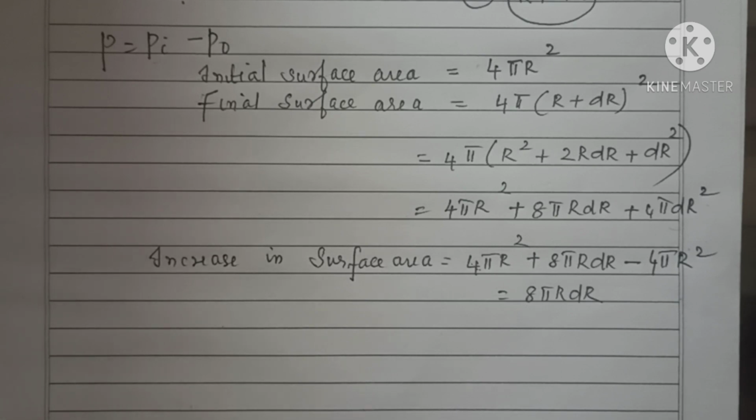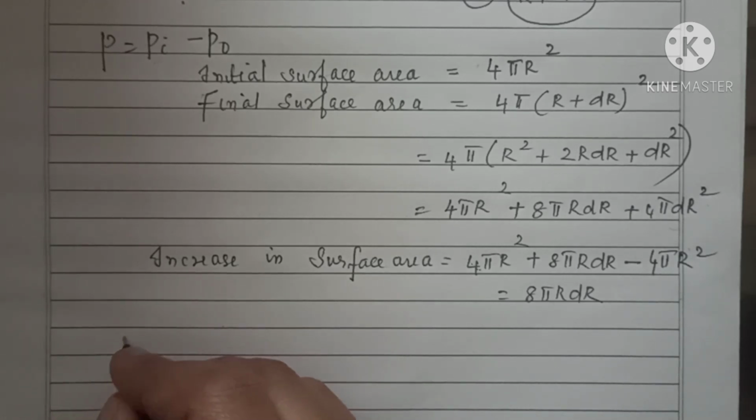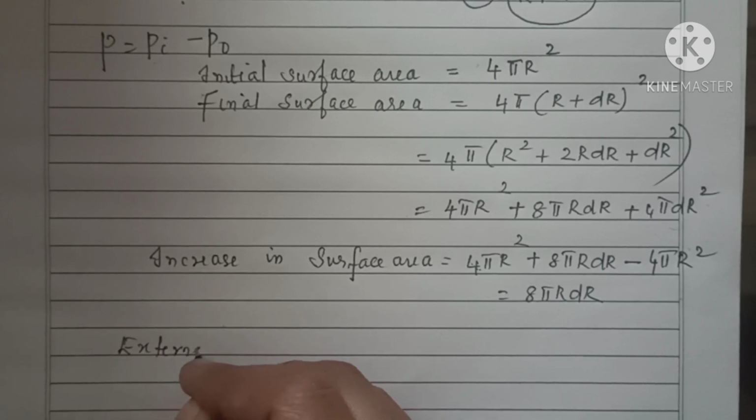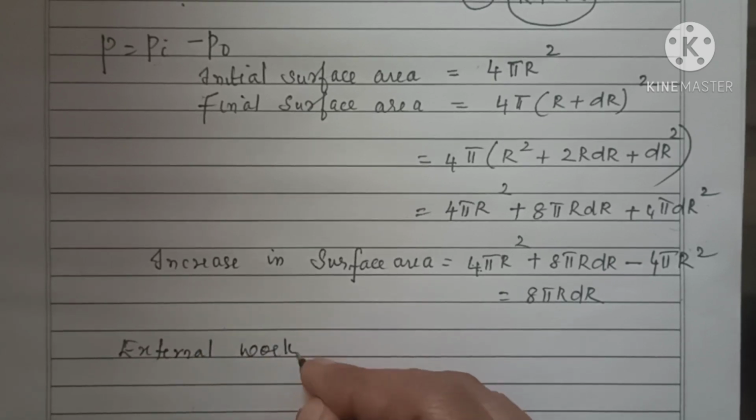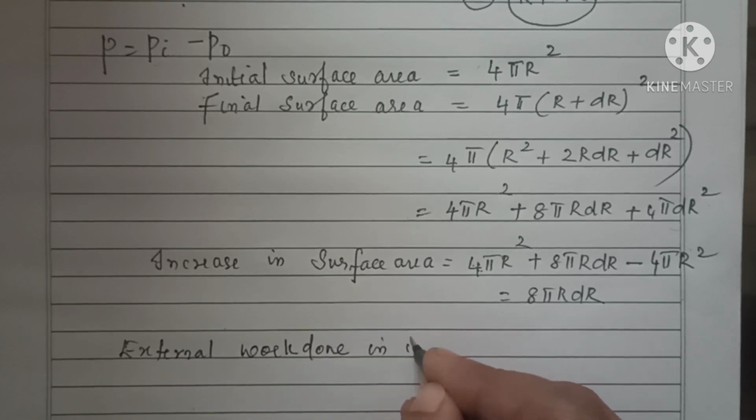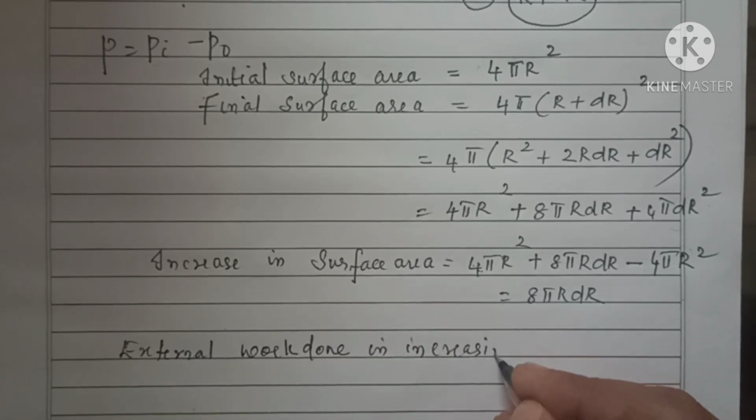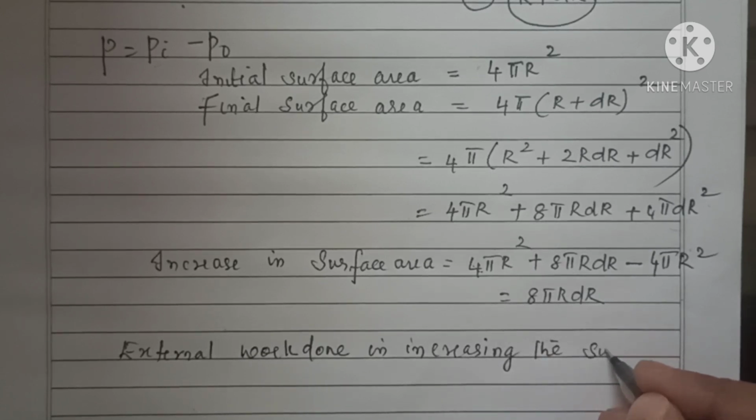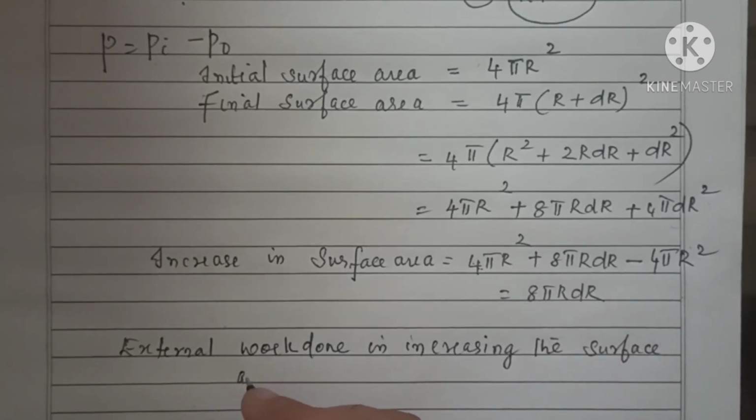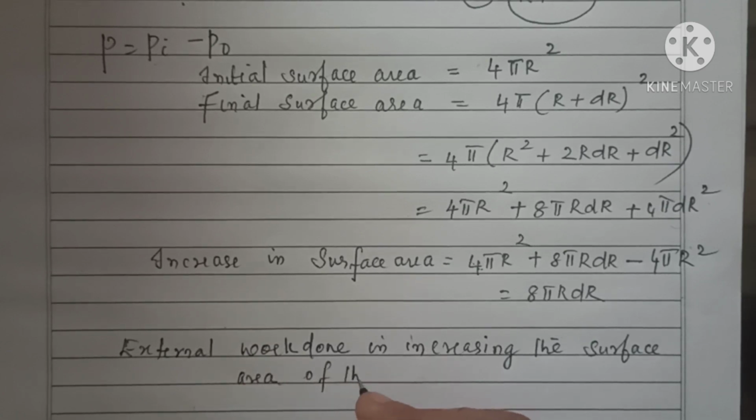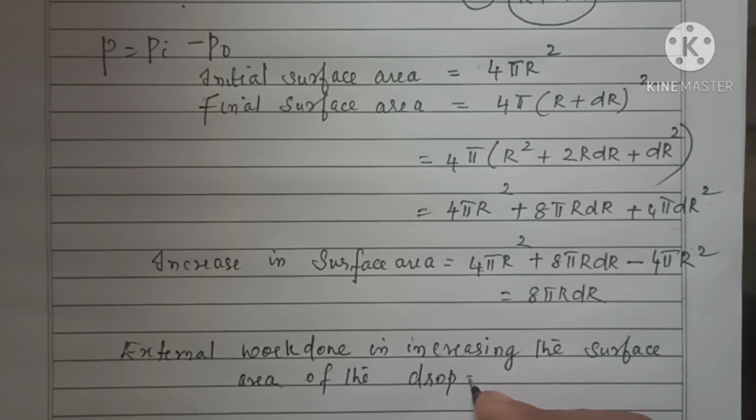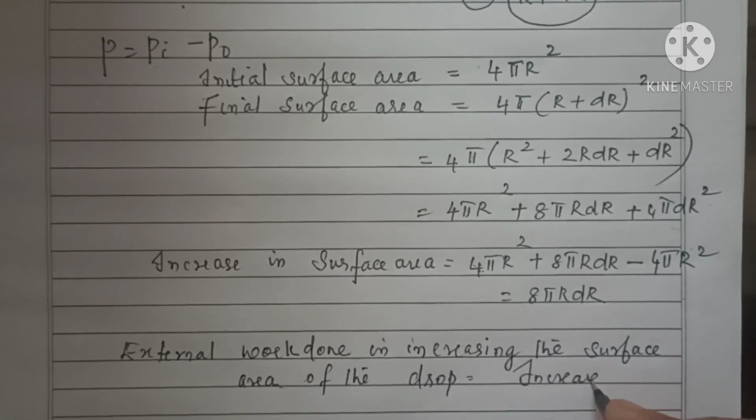Now you have to do an external work in order to increase the surface area, right? Yes. So that work is actually the increase in the surface energy. Clear? That is, you can write the external work done in increasing the surface area of the drop is actually the increase in surface energy.